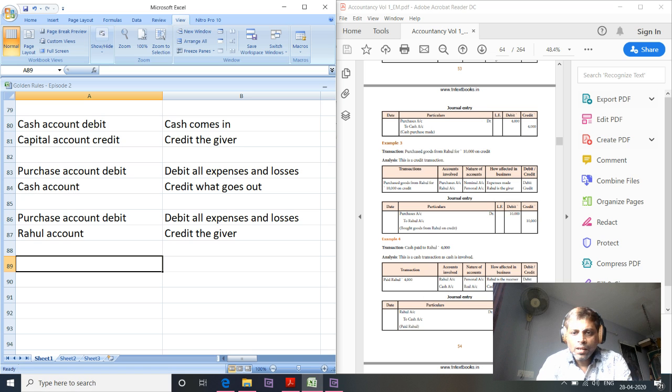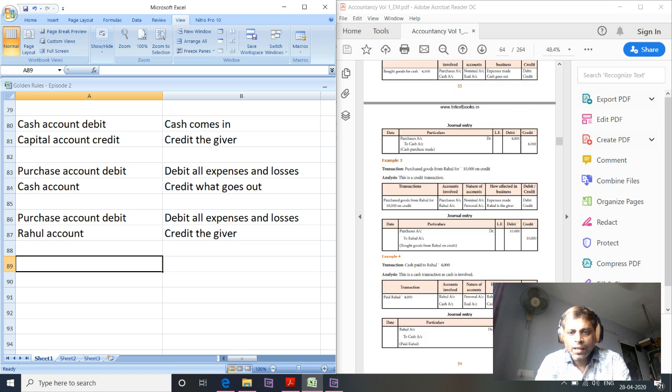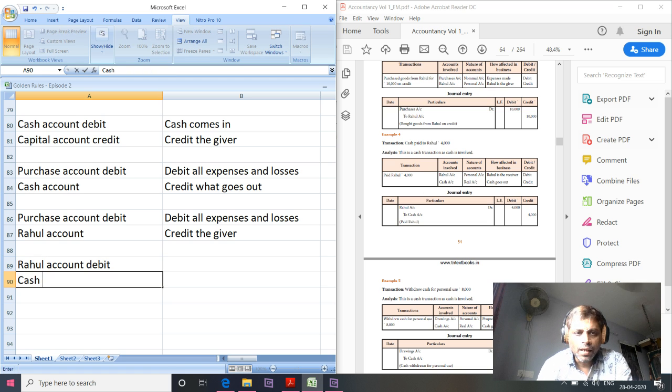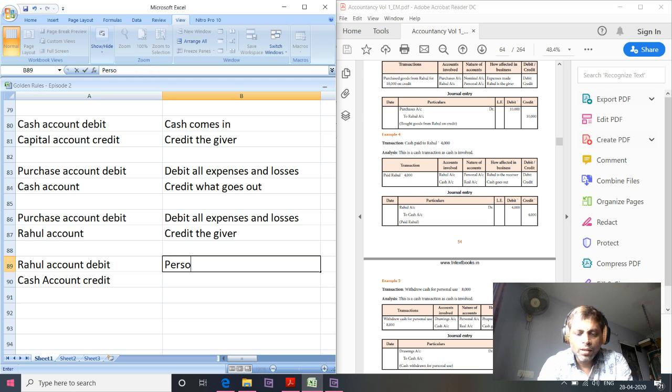Next example, cash paid to Rahul 4,000. You can see here example 4, cash paid to Rahul 4,000. So debit the receiver, Rahul account debit, credit what goes out, cash account credit, because Rahul is a personal account and cash is a real account. The rule is credit what goes out, and here debit the receiver, personal account. That is how it is debited to Rahul and credited to cash account.